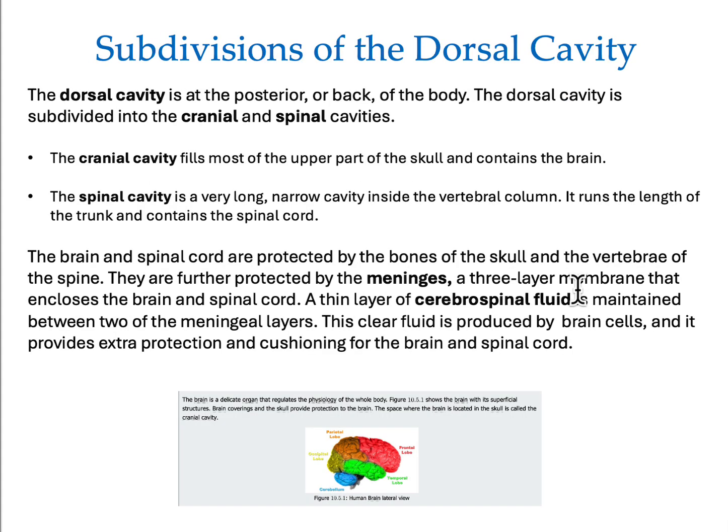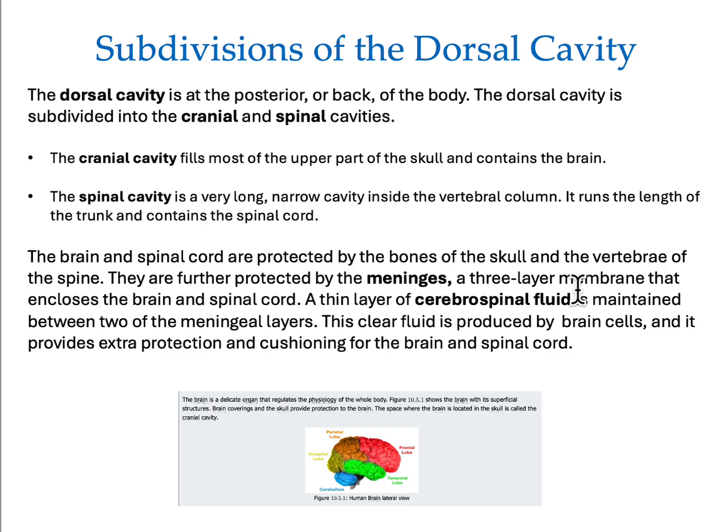Subdivisions of the dorsal cavity. The dorsal cavity is at the posterior or back of the body. The dorsal cavity is subdivided into the cranial and spinal cavities. I like to think of the dorsal fin when I think of the dorsal cavity for locating it. The cranial cavity fills most of the upper part of the skull and contains the brain. The spinal cavity is a very long, narrow cavity inside the vertebral column. It runs the length of the trunk and contains the spinal cord.